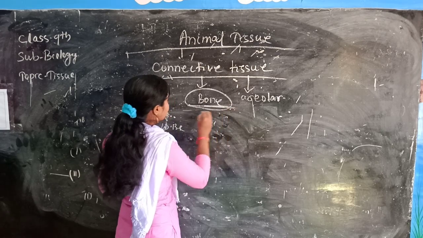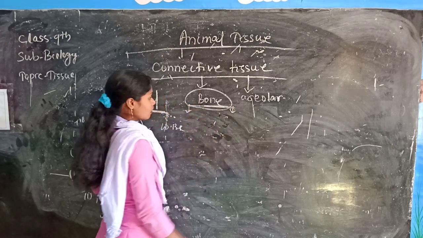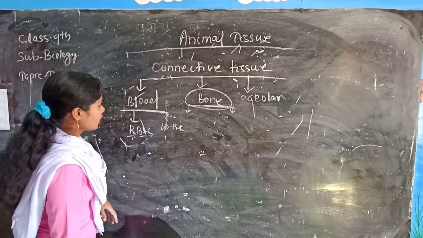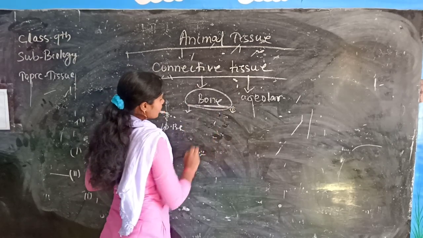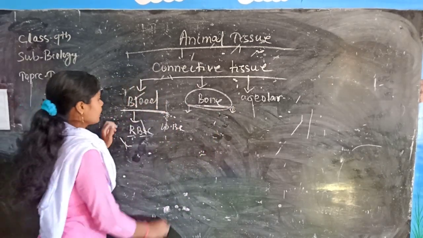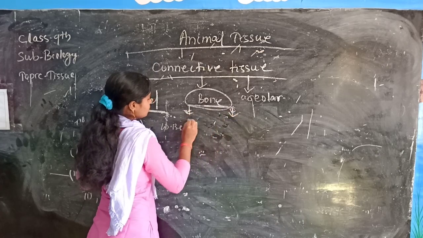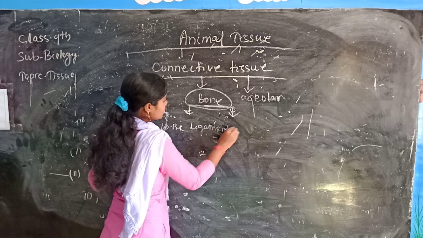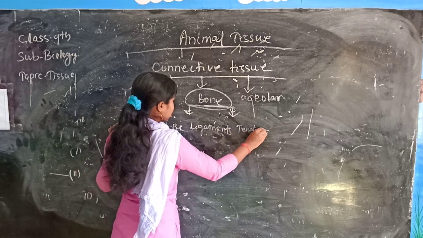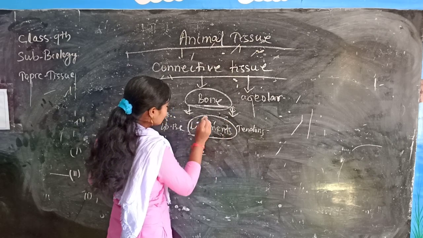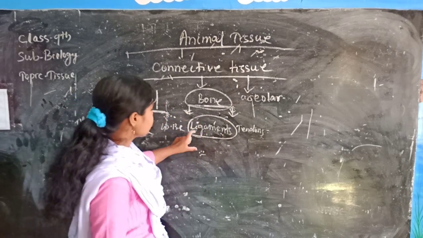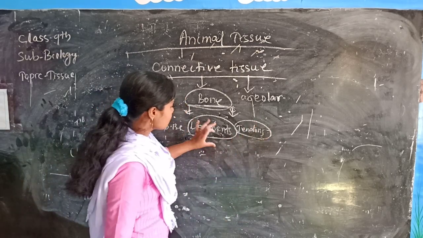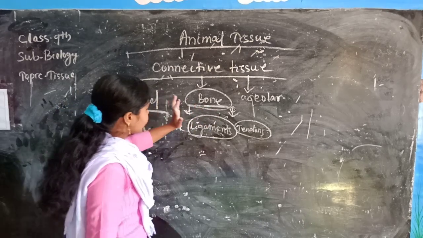Bone, like the femur, protects our body or our organs from mechanical injury. It is made up of calcium and phosphorus matrix. It has different types, that is ligaments and tendons. Ligaments join the two bones. It is present in between the two bones, and tendons join the bone to muscles. So this is also called connective tissue.